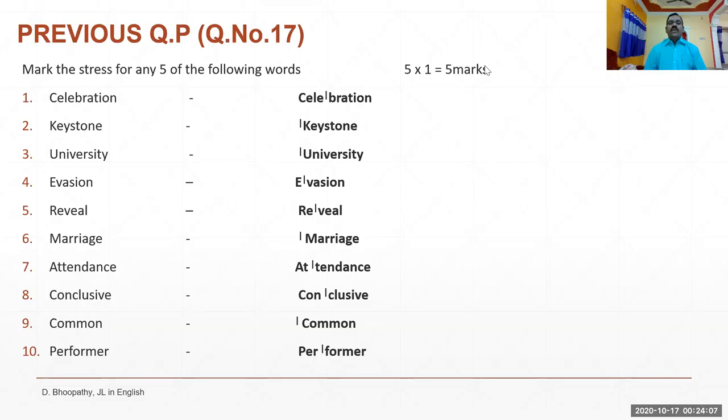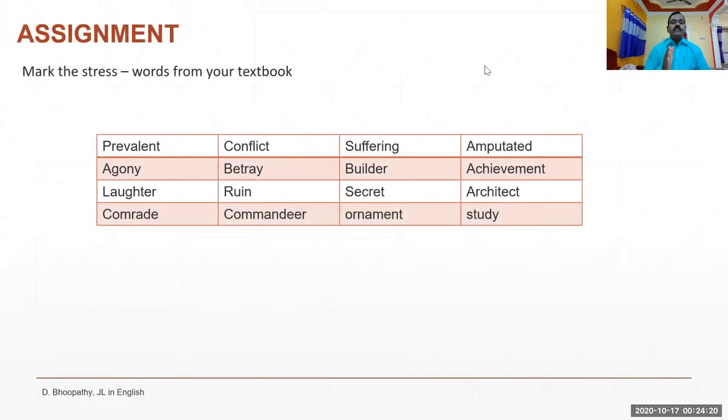So if you are able to do just five words with the correct stress marking, you will get five out of five. On the whole, what we have learned here is marking the correct stress, stress marking to a word having more than one syllable. Coming to the end, let us see an assignment for you: mark the stress on the given words here.